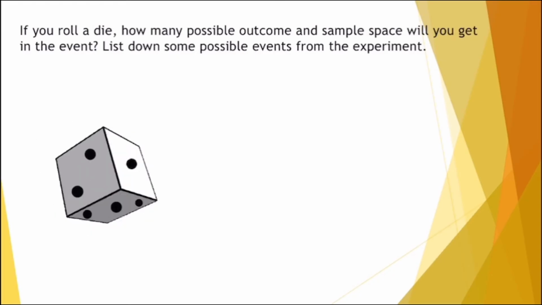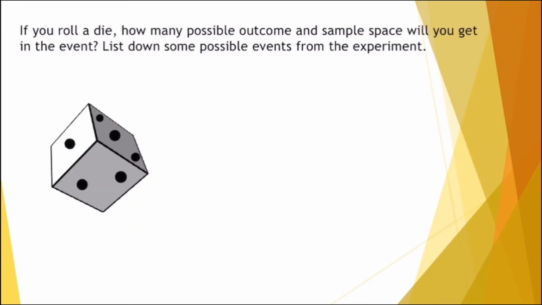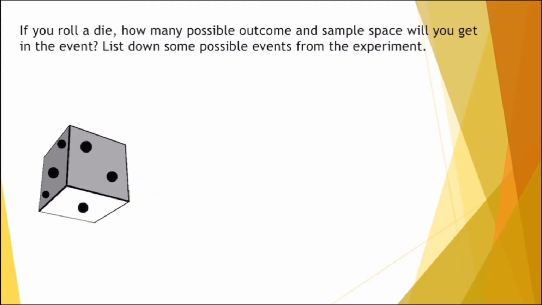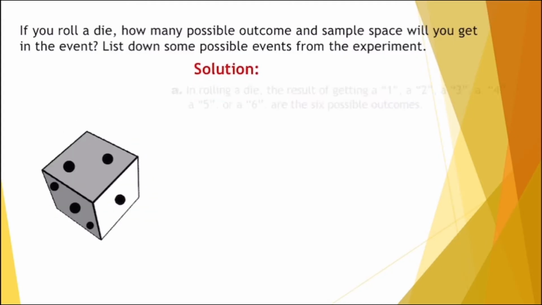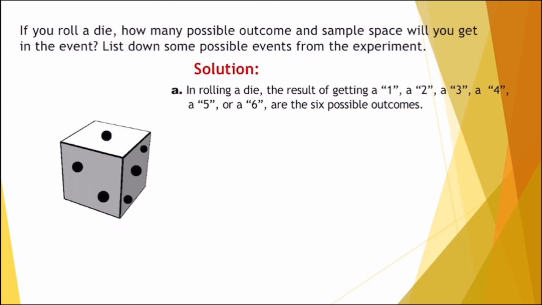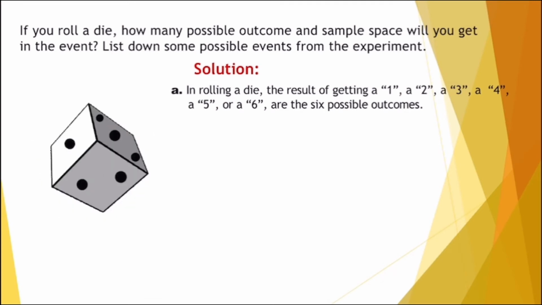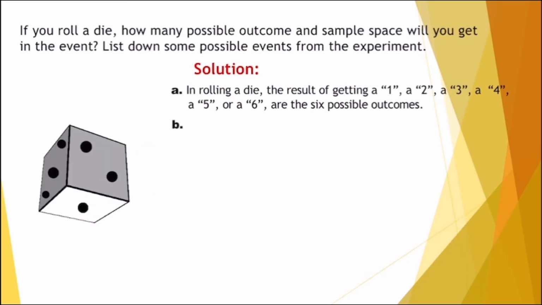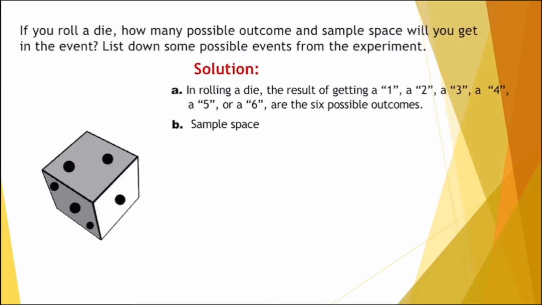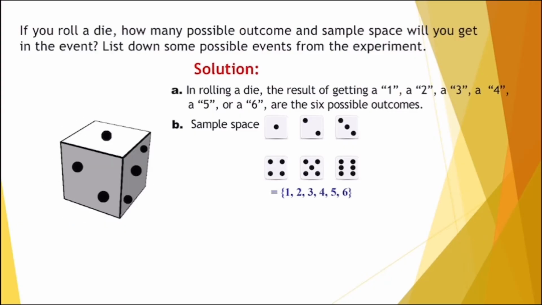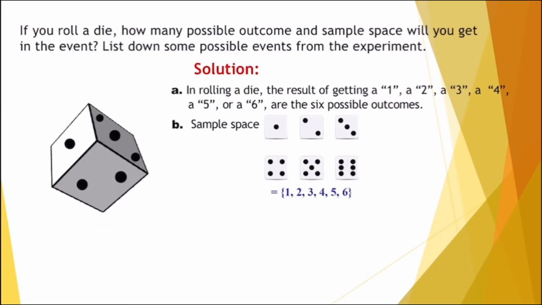if you roll a die, how many possible outcomes and sample spaces will you get in the event? Let's list down some possible events from the experiment. For our solution, in rolling a die, the results of getting a 1, a 2, a 3, a 4, a 5, or a 6 are the 6 possible outcomes. Hence, the sample space of the experiment is the set 1, 2, 3, 4, 5, and 6.